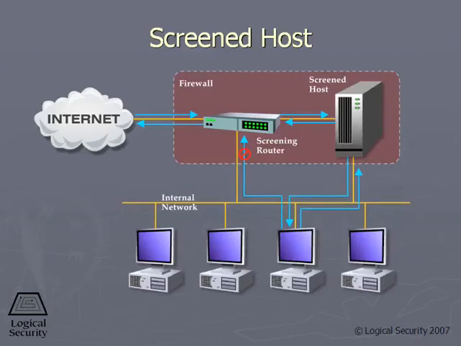So there should be no traffic that goes from the screening device into the internal network, or from the internal network into the screening device. All data needs to go through internally, it needs to go through the screened host, and then out. If it's coming externally, it needs to go through the screening device to the screened host, and then into the internal network.